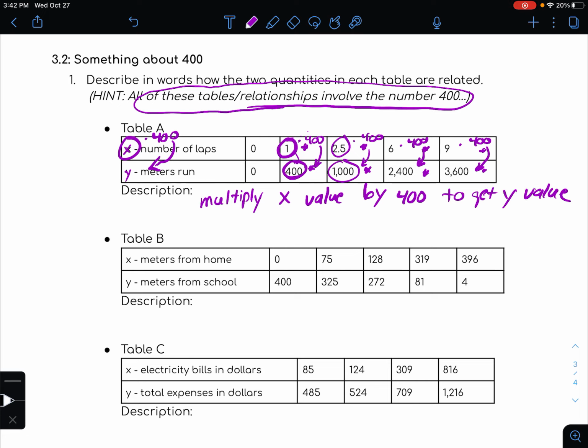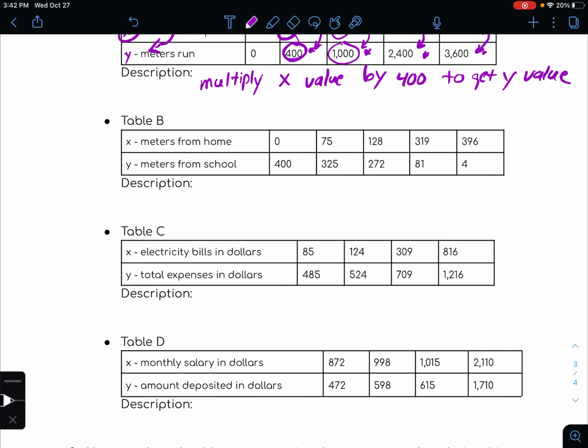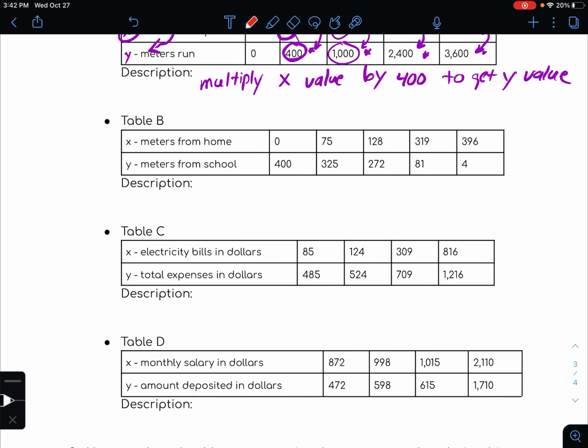Now each one of these scenarios involves a relationship between x and y that somehow involves 400. So if you want to pause the video and try B, C, and D, see if you can figure out how 400 is involved with moving from x to y, go ahead and do that. We're going to walk through that together right now.